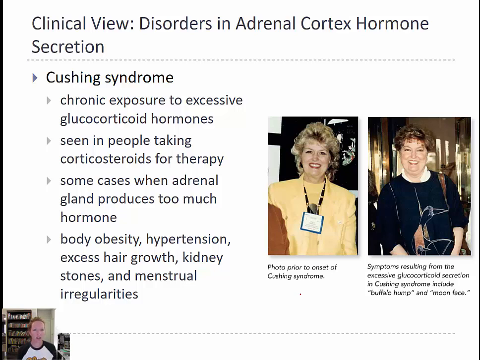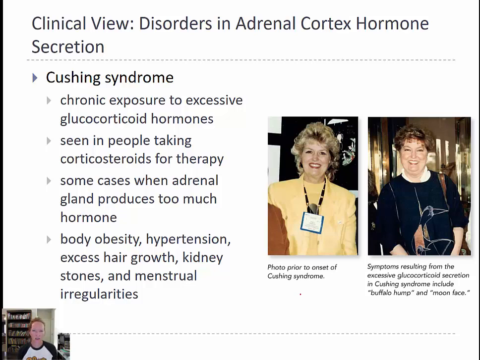So remember in the last video I said that doctors typically don't want you to take corticosteroids for a long period of time. Sometimes it has to be done and you can't help it. But if you can help it, then you don't want to take it for a long period of time, because Cushing syndrome can occur because of that. In some cases, the body naturally produces too much of the hormone. So there's a couple of ways that this can occur.